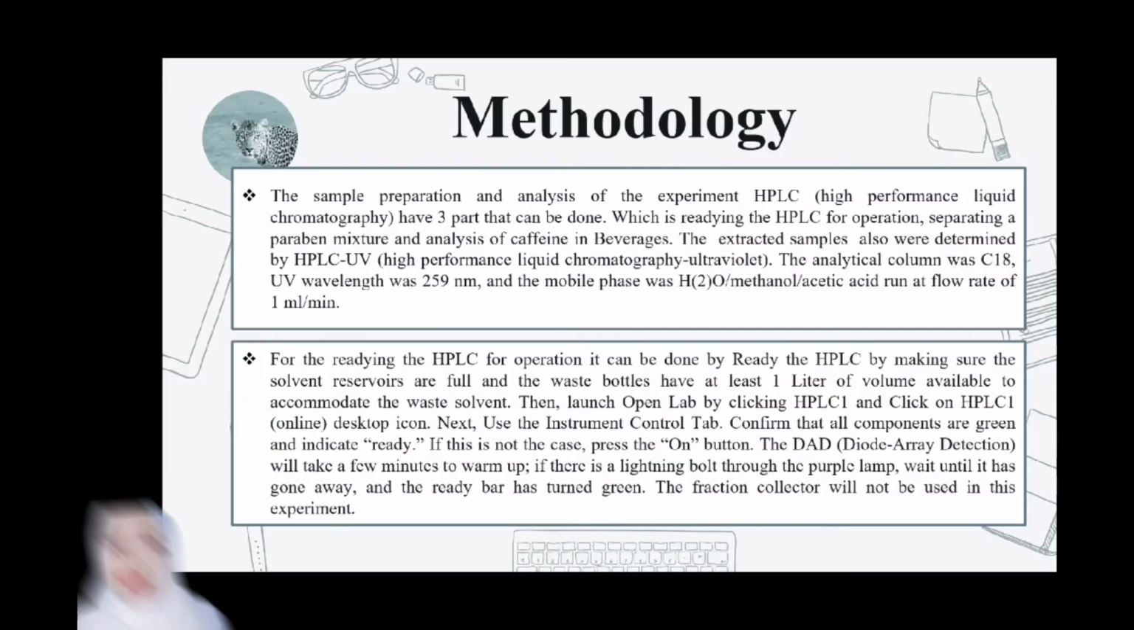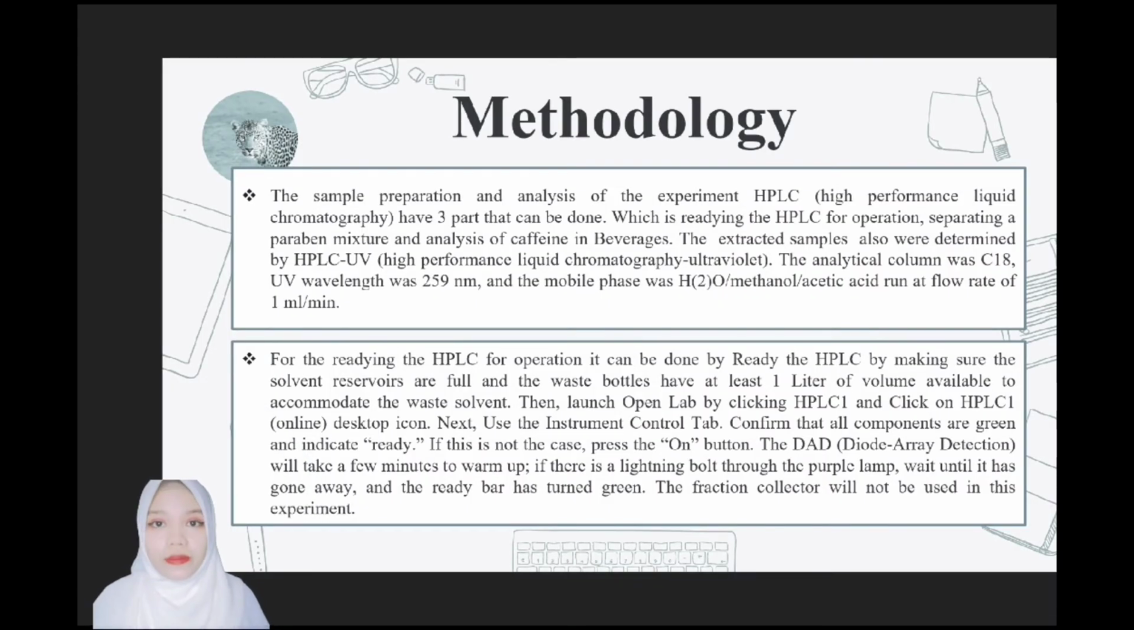Methodology. For the methodology, the sample preparation and analysis of the experiment by HPLC, which is high performance liquid chromatography, have 3 parts that can be done, which is reading the HPLC for operation, separating paraben mixture, and analysis of caffeine beverage. The extracted sample will also be determined by HPLC UV, which is high performance liquid chromatography ultraviolet.